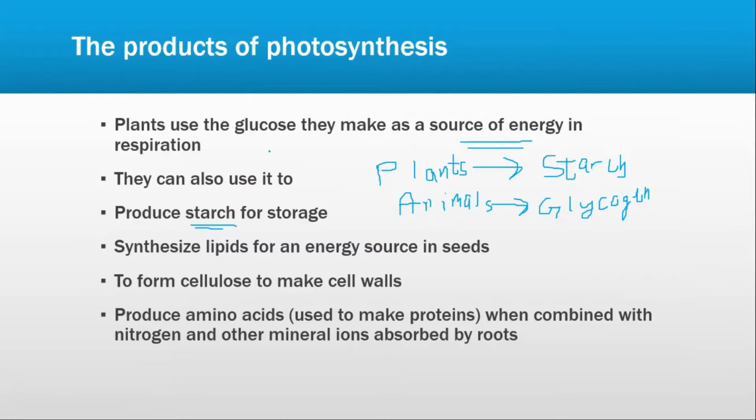So glucose, of course, is a monosaccharide, and monosaccharides can be further joined together in plants to form a large polysaccharide known as starch. Or they can use the glucose to synthesize lipids for an energy source in seeds. Now, lipids, as we studied in biological molecules, are the main source of energy. They have the highest energy because of the double bonds, the oxygen, and the high amount of fatty acid chains and glycerol. They are the heaviest energy-providing biological molecules. Lipids contain the highest amount of energy compared to carbohydrates and proteins.